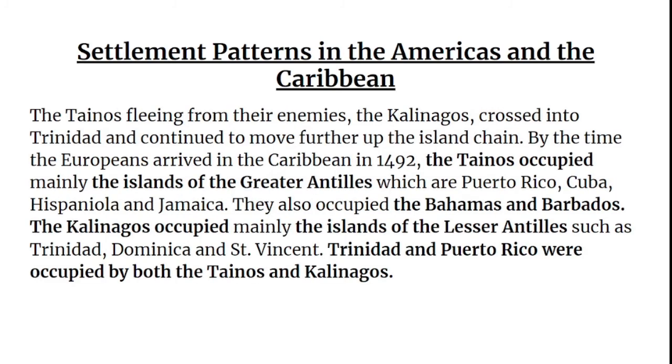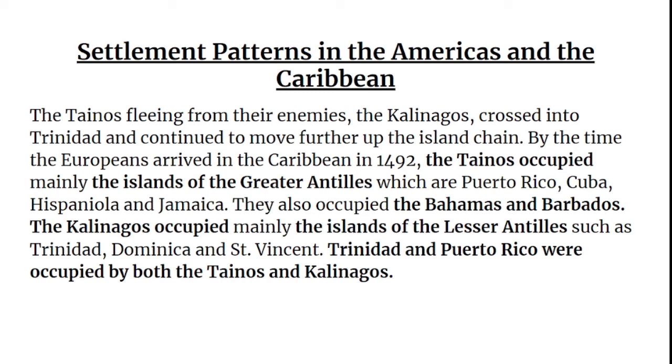Right? The Tainos, who were fleeing their enemies, the Kalinagos, then crossed into Trinidad and continued to move further up the island chain. By the time the Europeans arrived in the Caribbean in 1492, the Tainos occupied mainly the islands of the Greater Antilles, which are Puerto Rico, Cuba, Hispaniola, and Jamaica. They also occupied islands like the Bahamas and Barbados.